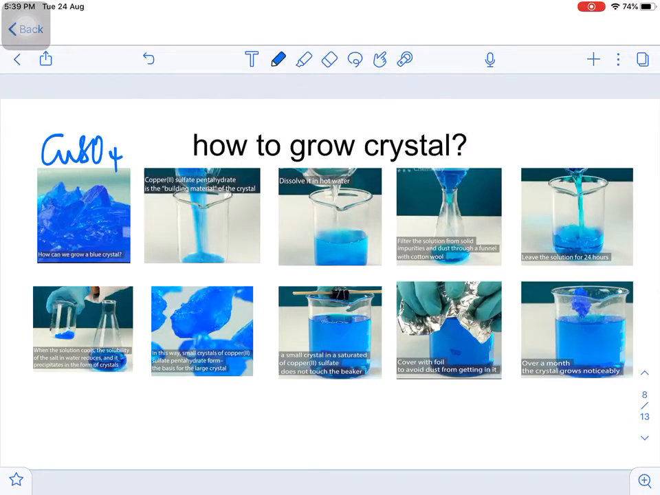Okay, so first of all kita kena masukkan copper 2 sulfate in a beaker and then put hot water to dissolve it. And then lepas dissolve, kita kena filter to remove impurities or dust. Okay, ada debu-debu, kita guna filter funnel ataupun guna cotton wool pun boleh. Then kita biar dia sejuk, dalam 24 hours dia akan jadi sejuk. And then pada masa yang sama, dia akan berlaku evaporation that makes the solution become saturated. When it becomes saturated, then the crystal will form.